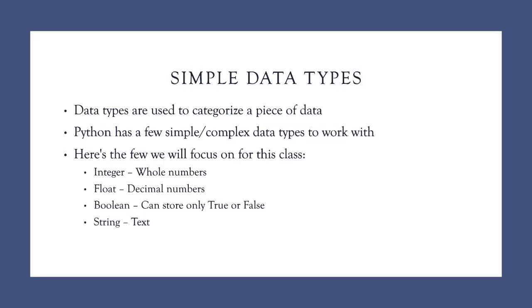So what are data types? Data types are used to categorize a piece of data. I kind of mentioned these terms already, and that was getting you prepared for this particular slide. There are four simple data types that we're going to be looking at. We have integers, which are whole numbers, floats, which are decimal numbers, Booleans, which can only store a true or a false, and again, capital T, capital F, and strings, which can contain text.